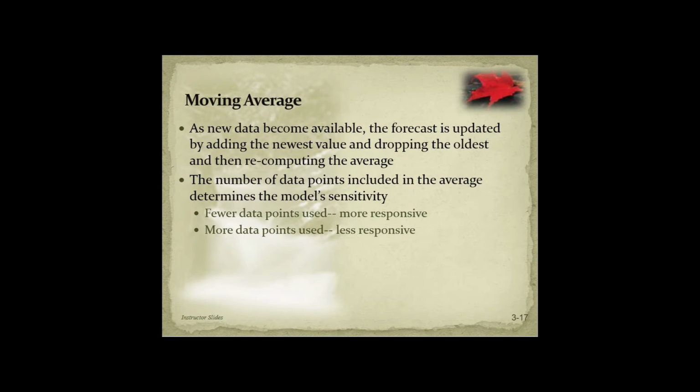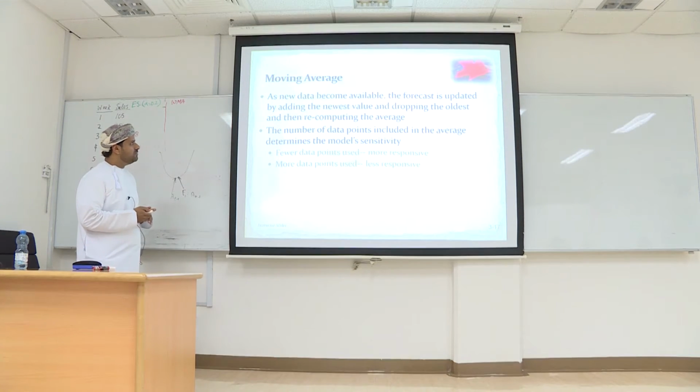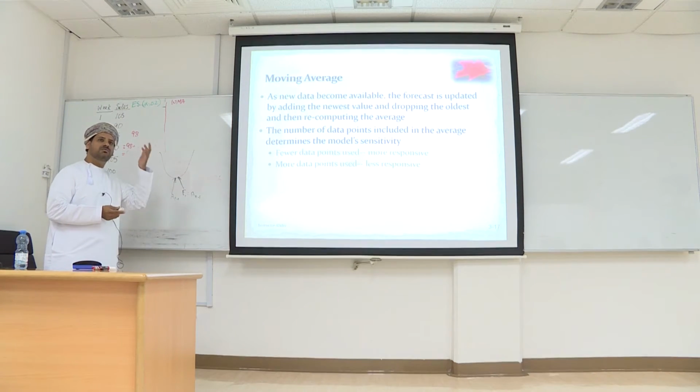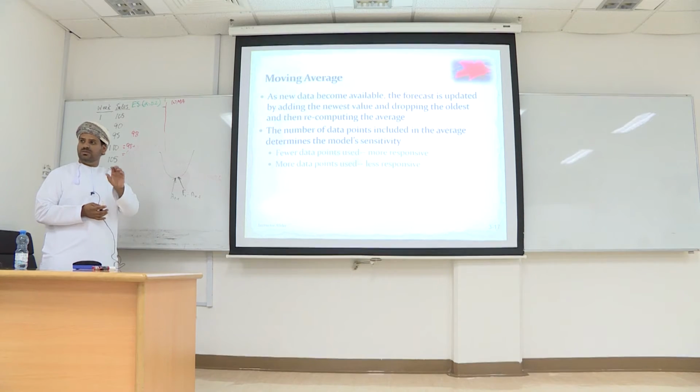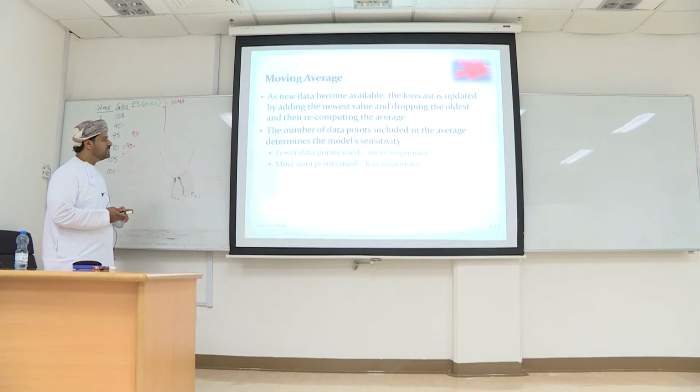As new data become available, the forecast is updated by adding the newest value and dropping the oldest one, and then recomputing the average. The number of data points included in the average determines the model's sensitivity. Fewer data points used, more responsive. More data points used, less responsive. The good thing about the moving average is that it gets rid of the old data and updates itself every time with newer data, which is quite good. If you have a trend or seasonality, it will be able to capture it with the new things that happen in your data. But it differs in the selection of the n.